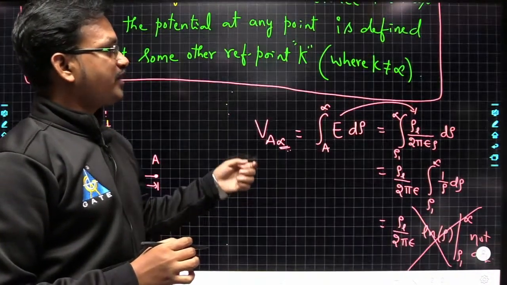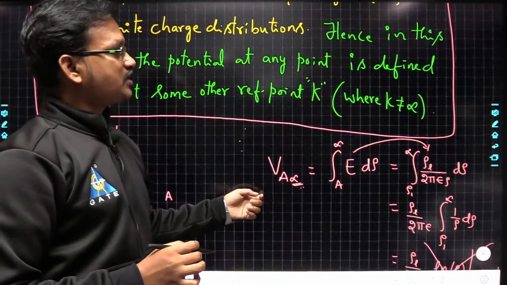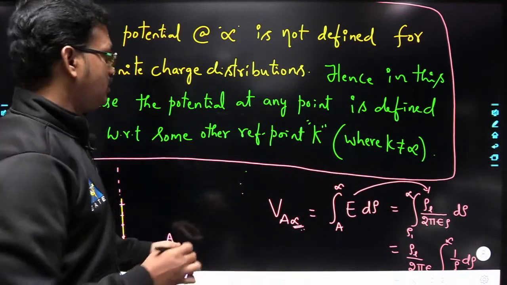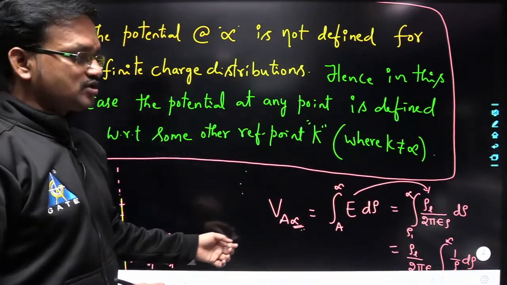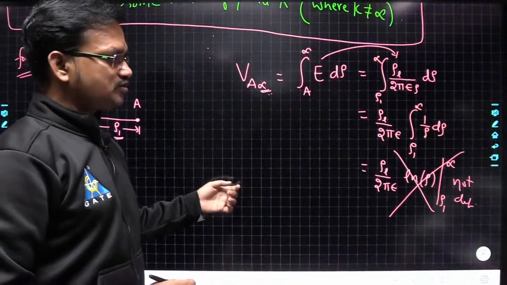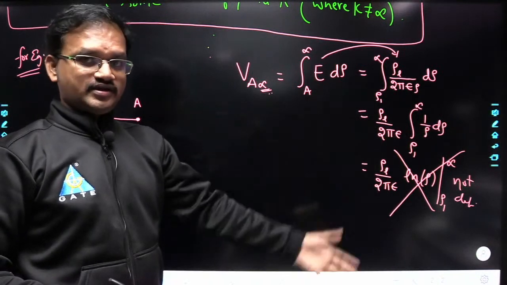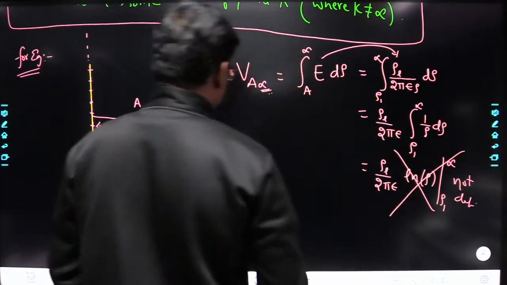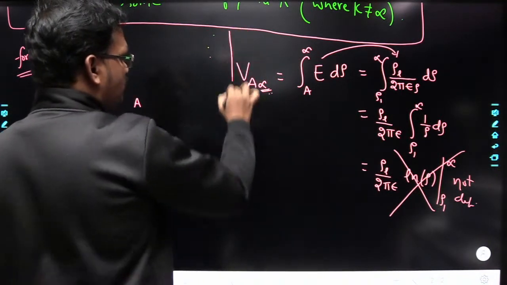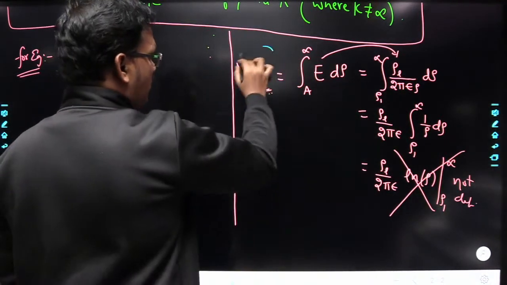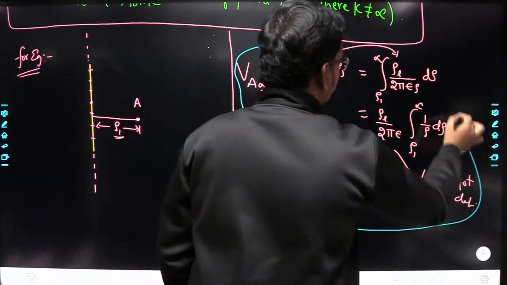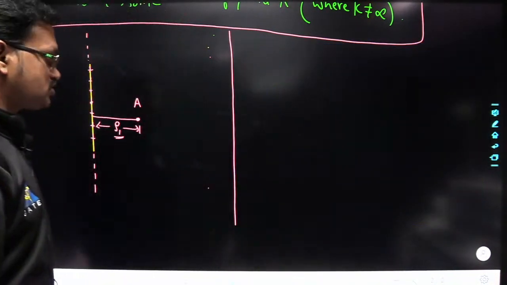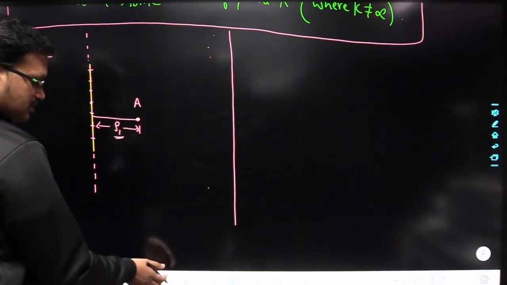The potential at infinity is not defined due to infinite charge distributions, so you are not going to get a finite result here. Understood? So this is wrong. That's why we have to consider, if you consider an infinite charge distribution, then due to that you have to consider some reference point here.